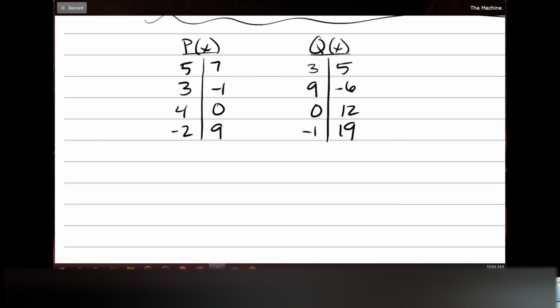Okay, I want P of Q of 3. Okay, so I don't know what the equation is. All I've got is a table of values. So this one's actually fairly easy.